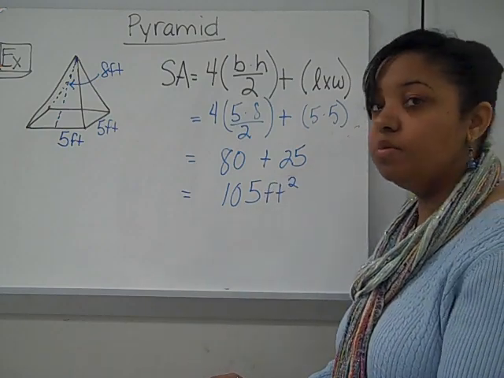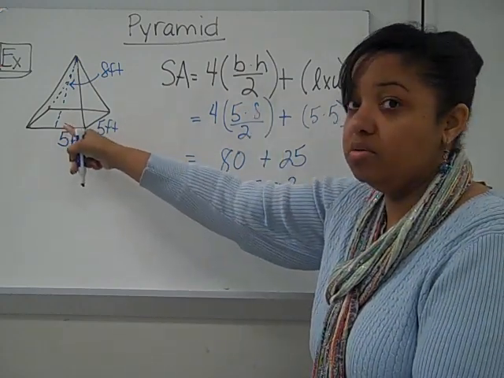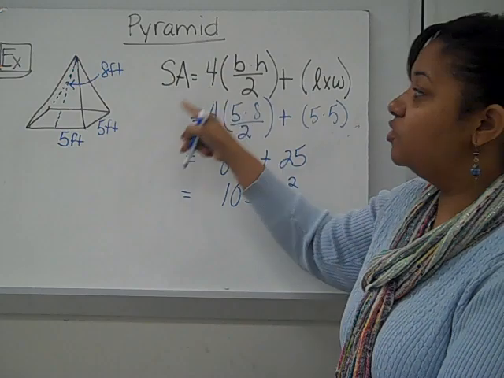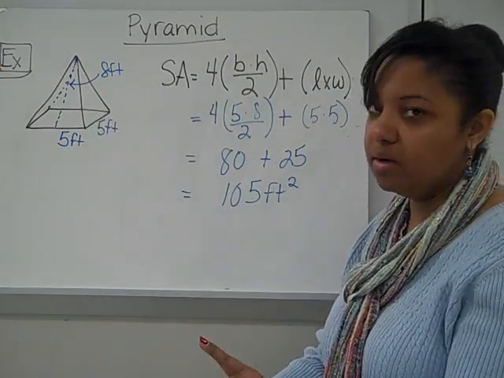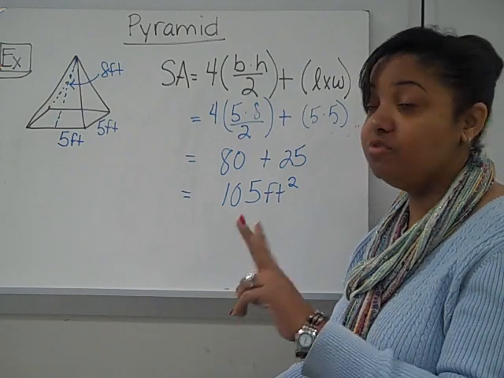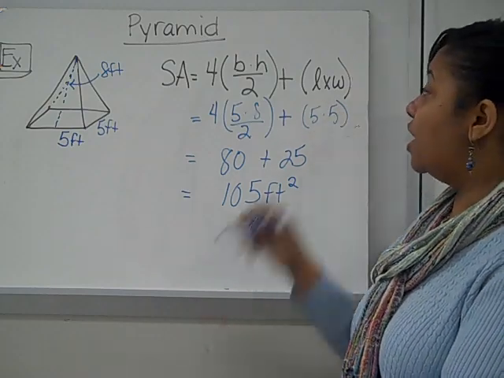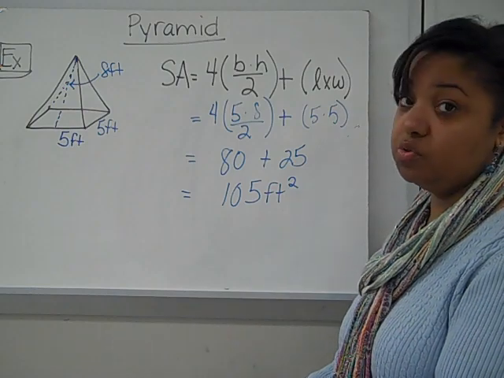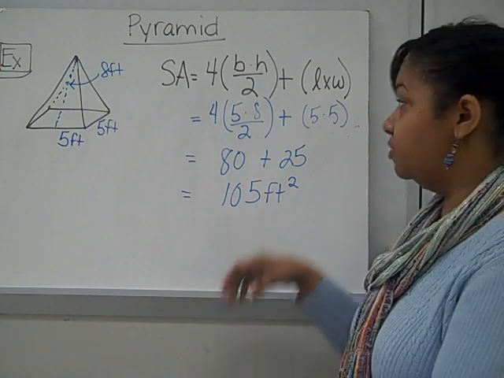So remember, on a pyramid, you're taking your triangle, you're getting the area of one triangle, and you're multiplying it times 4 because there are 4 triangles just the same, if it's a square. Now, if it's a rectangle, you're going to have 2 different triangles. We'll practice that in class. Then you're adding your base, which is your length times width. Then once you add, make sure you have your area is squared.